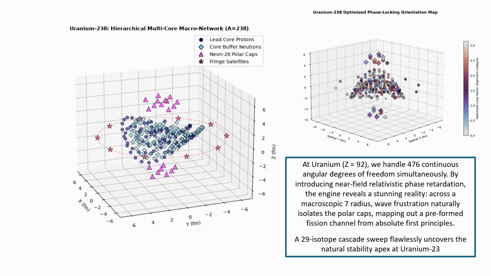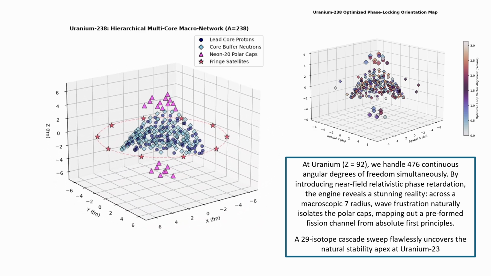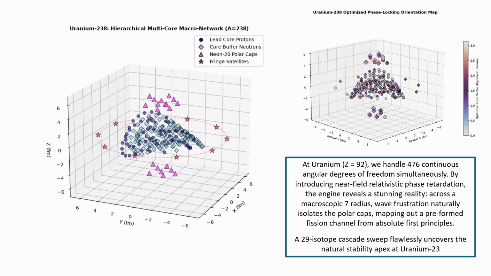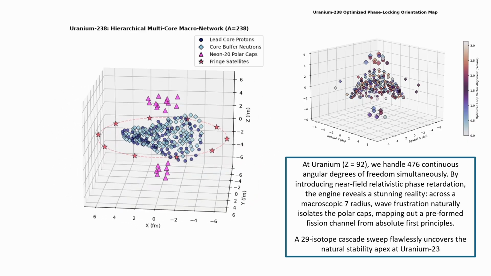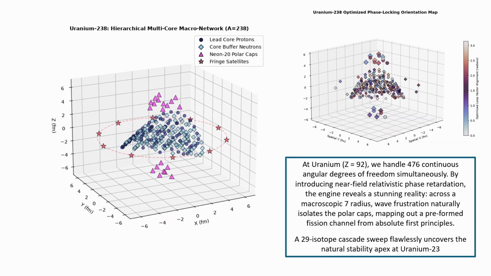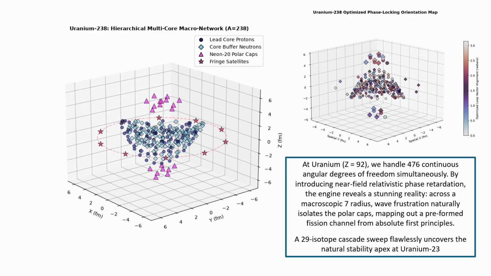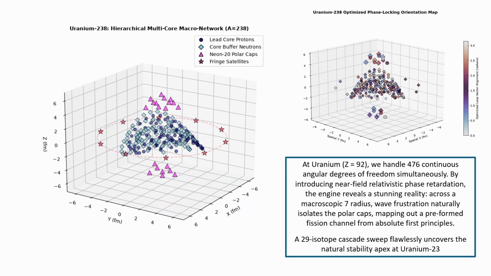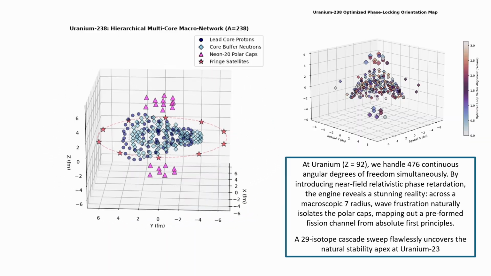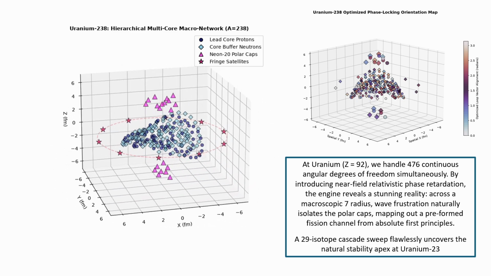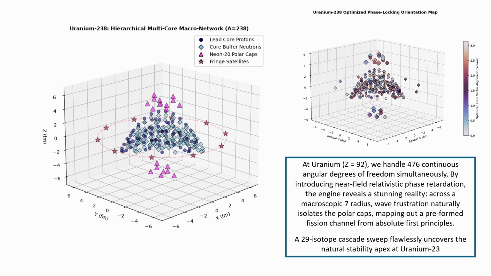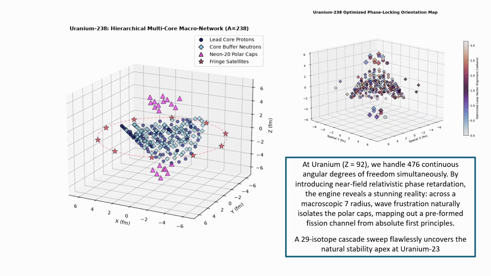Read the paper. I basically show that nucleons can't grow too large, because across 7 femtometer radius you really have wave frustration, all kinds of phase unlocking, which creates wave frustration, as I call it, basically a tangled mess. It then isolates the polar caps and basically falls apart. I call that a preformed fission channel, but it can fall apart in a lot of ways. These fission channels are again established from first principles, plain electromagnetics.